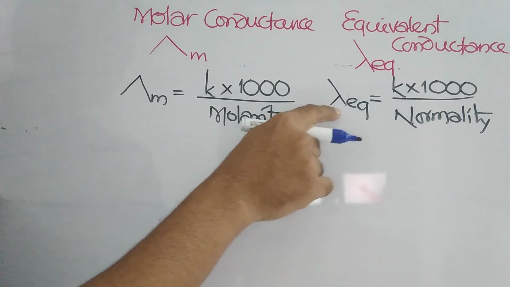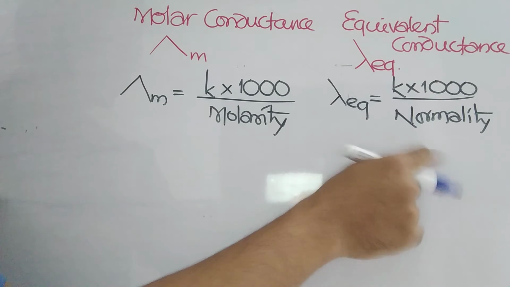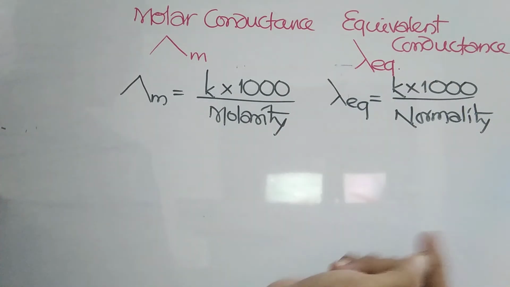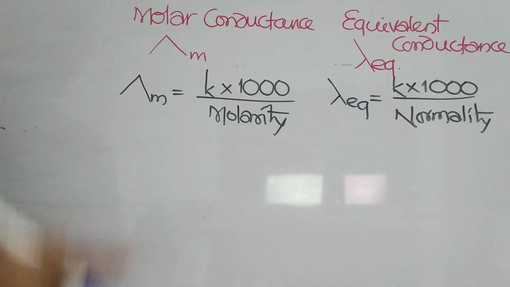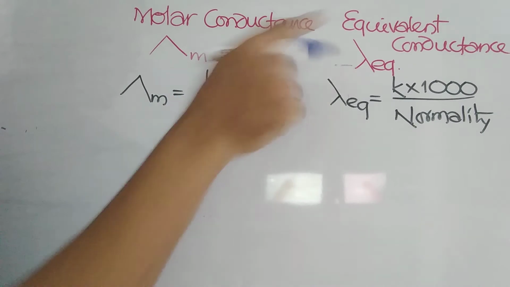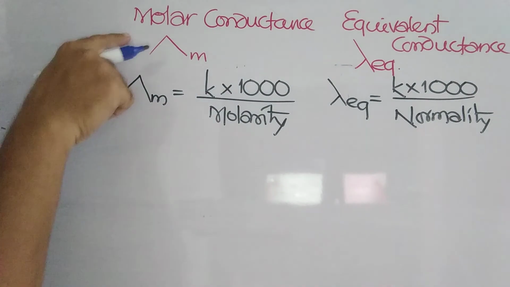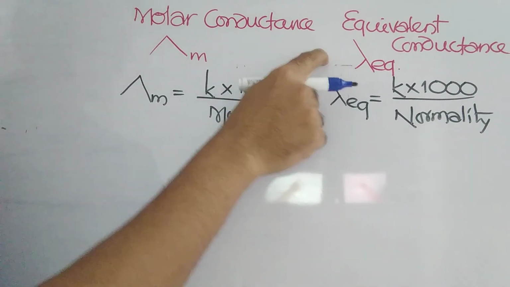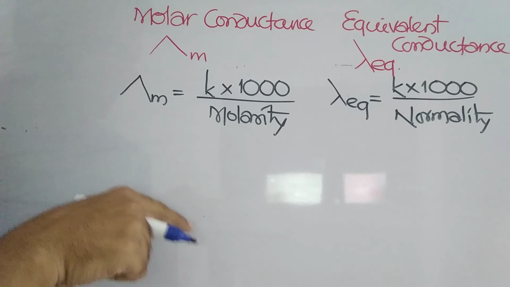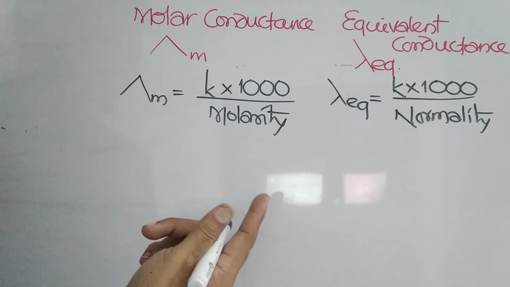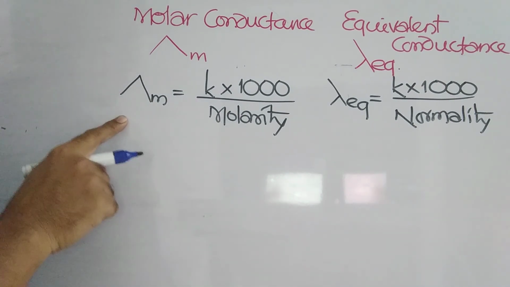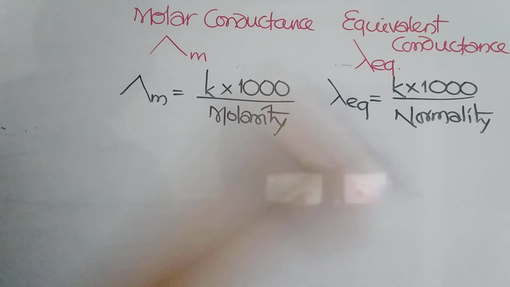Okay, so lambda eq is equal to k into 1000 by normality. If normality is 1, and 1000 is a conversion factor, so lambda eq will become k. That means the conductivity only will become molar conductance or equivalent conductance. Molar conductance or equivalent conductance are nothing but the conductance produced by 1 molar solution here, 1 normal solution here.